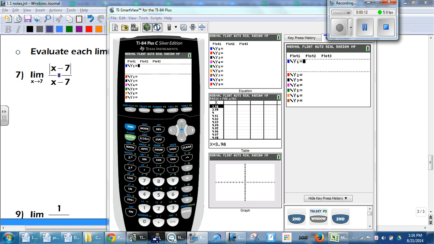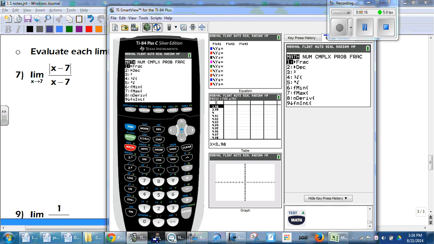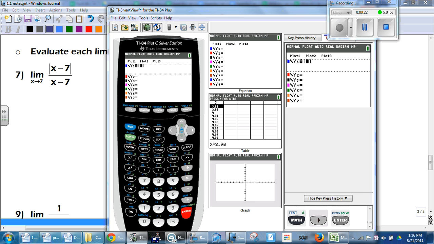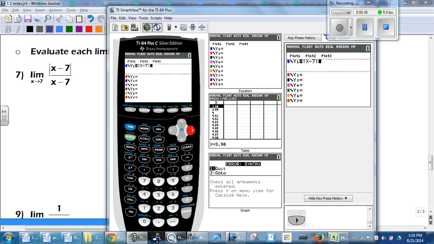So if you've forgotten where absolute value is, you're going to go to math, and then you're going to go to the numbers, and absolute value should be the first one. So we're going to do absolute value of x minus 7. If you have an older calculator that doesn't put the absolute value signs, make sure you close the parenthesis if it has parentheses in it. Otherwise, make sure you get out of the absolute value signs. And then we're going to divide by x minus 7, and we want to put that in parentheses.